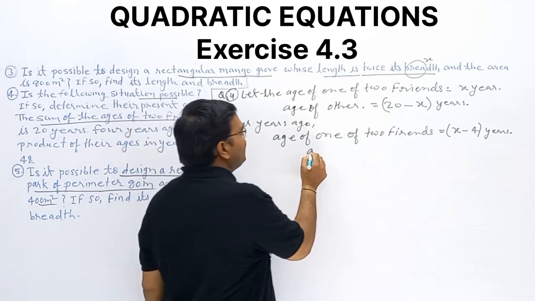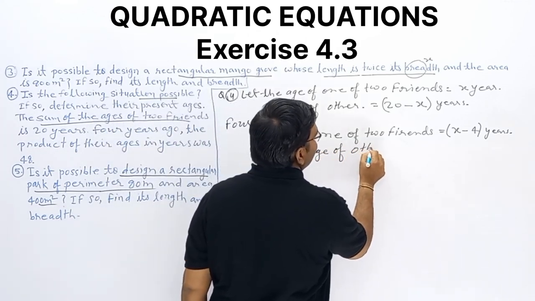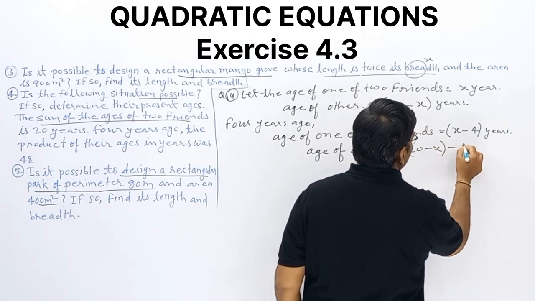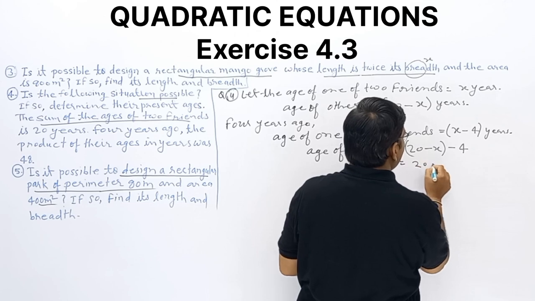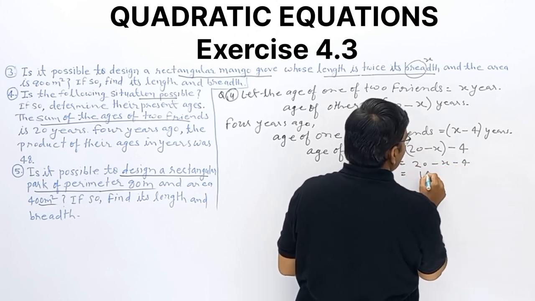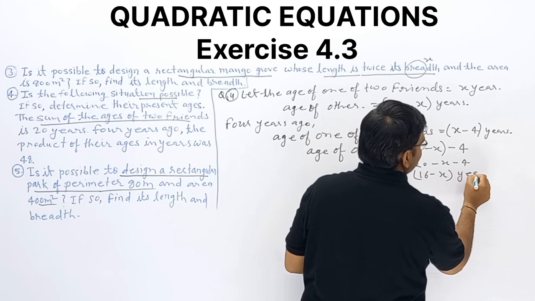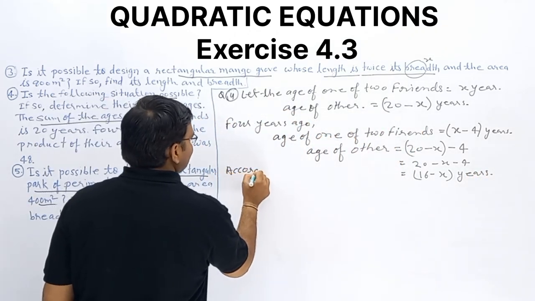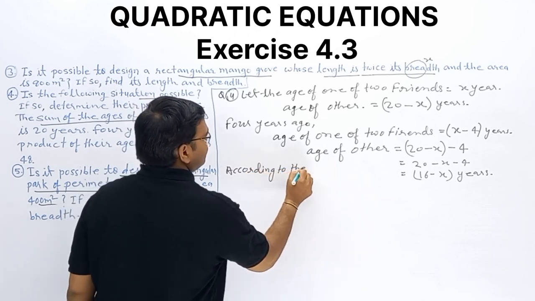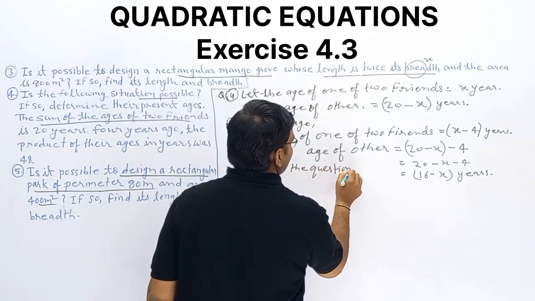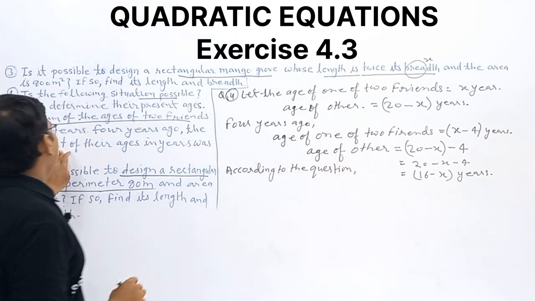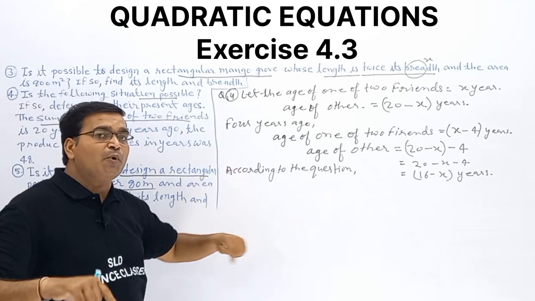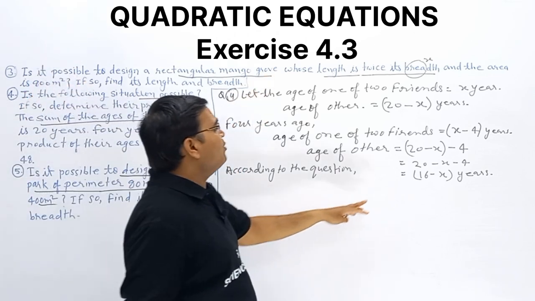Now age of other friend will be what? This 20 minus X minus 4 will be 16 minus X years. Clear? Now according to the question, the product of 4 years ago, the product of their ages, not now, before 4 years ago, product of their ages.